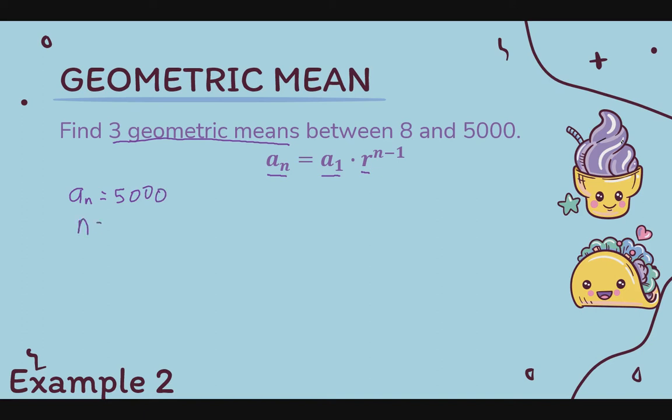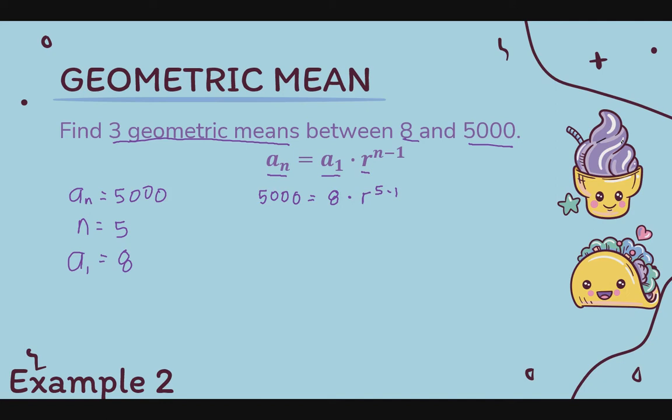ngayon, anong value ng n natin? Imagine yung sequence. Sa sequence na merong tatlong pagitan ng 8 at ang 5,000, pangilan ng 5,000? Very good. Pang 5. And of course, ang unang term or ang a sub 1 ay 8. Ngayon, substitute natin itong mga values natin. Magkakaroon tayo ng 5,000 is equal to a sub 1, which is 8, times r natin, yan yung hinahanap natin, raised to 5 minus 1. Kasi yung 5 natin ay ang n or ang n natin ay 5.